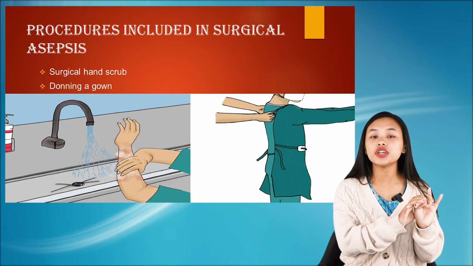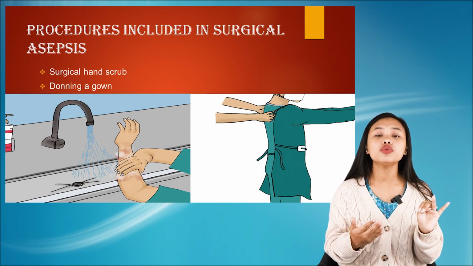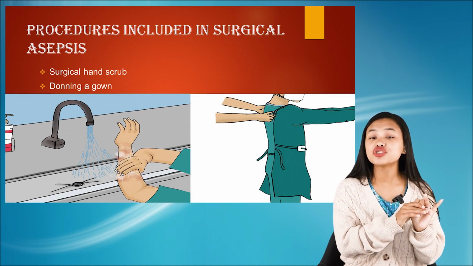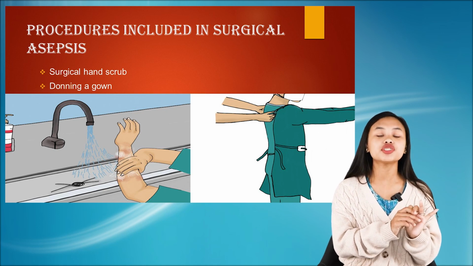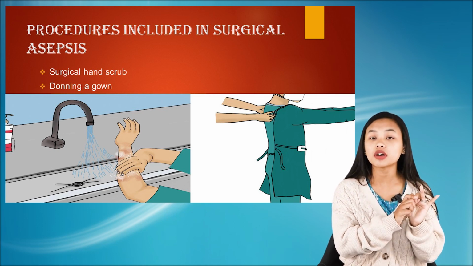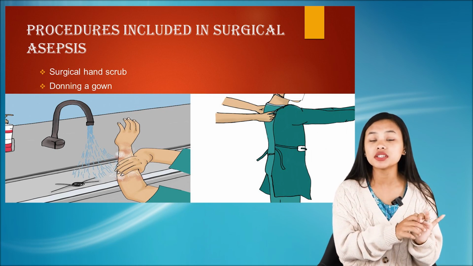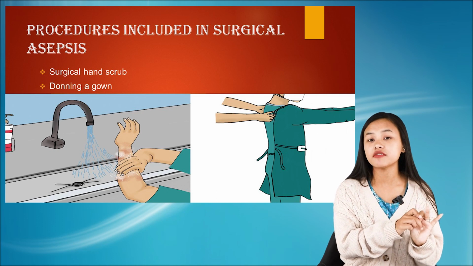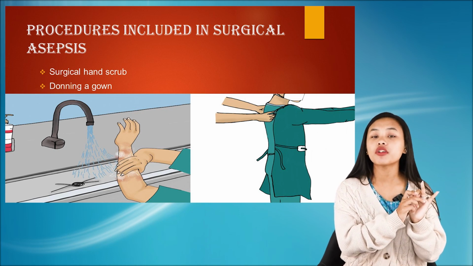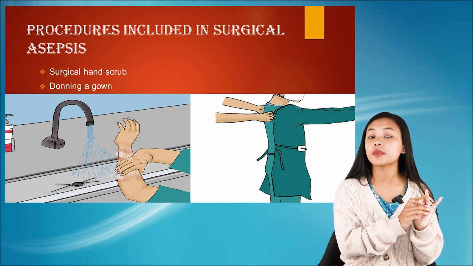The next is donning of gown. Whenever you are going to perform any surgical procedure for the patient, you need to make sure that you wear a gown in order to prevent the transmission of microorganisms, as well as to protect yourself from being contaminated with the body fluids or blood of the patient.